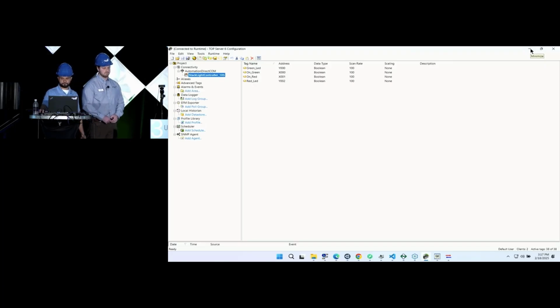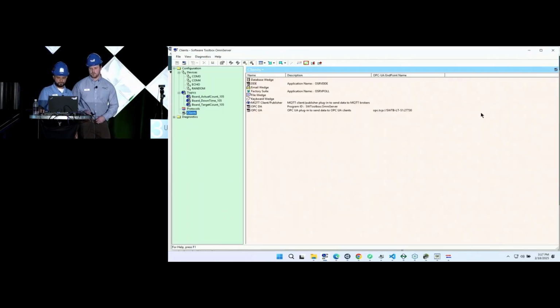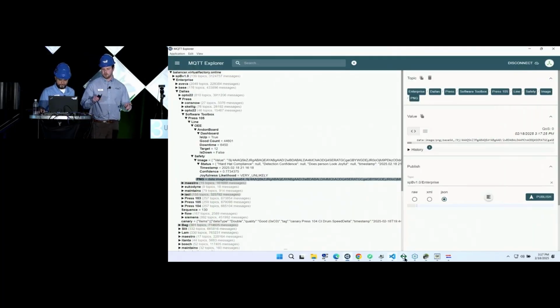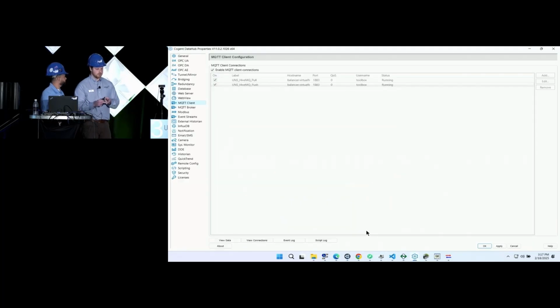OPC. Great. So it seems like at this point we've covered UNS enabling their hardware using DataHub, OmniServer, and PLCserver. So how do we actually go about establishing a connection with the UNS and these devices?